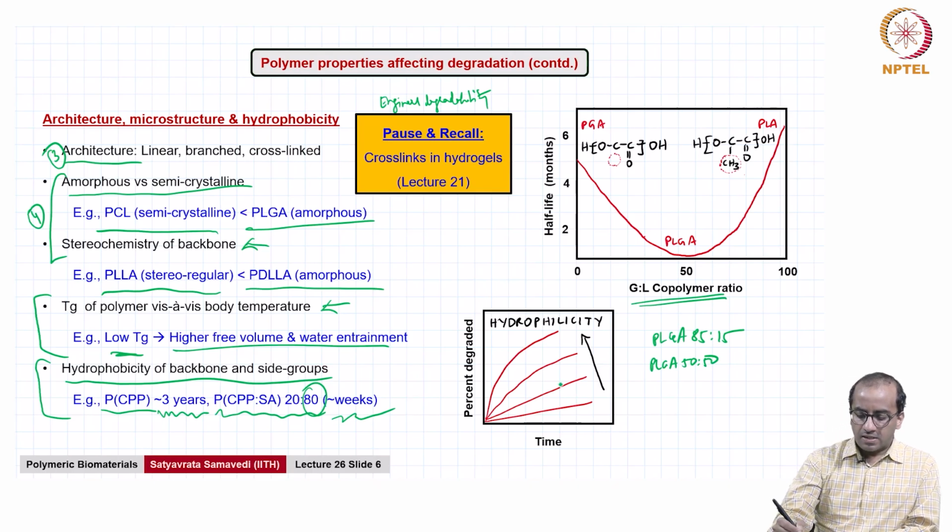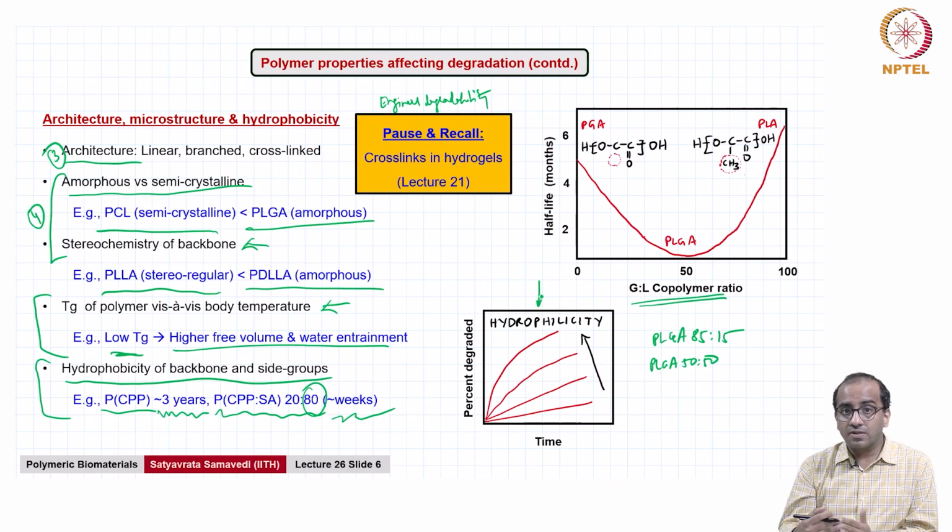The other aspect, again, as we have hinted, is hydrophilicity. Again, this has to do with access to water. As the hydrophilicity goes up this way, the percent degraded has increased. For the same time point, you get higher degradation and a faster degradation rate for a highly hydrophilic matrix compared to a hydrophobic matrix. And this again can be directly related to the ability of water to interact with the material and penetrate the material, right? So, those are some ways to think about how polymer properties affect degradation.